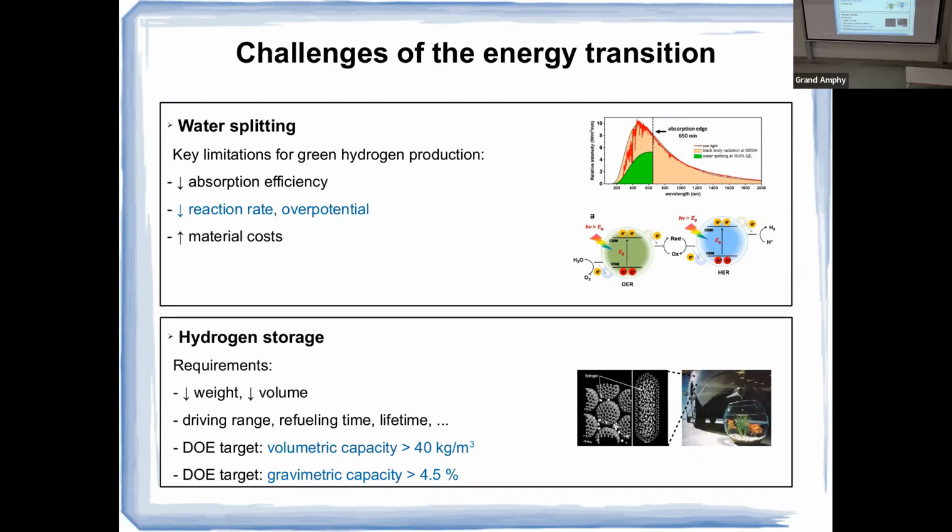This is usually summarized in a set of goals. The references are usually those of the US Department of Energy, and there are several targets. I will focus on these two: the volumetric capacities, essentially the density of hydrogen that you are capable of absorbing in a given material, and the gravimetric capacities, how much the absorbed hydrogen represents with respect to the overall weight of the hydrogen plus the container. So these are more or less the two subjects I will try to summarize.